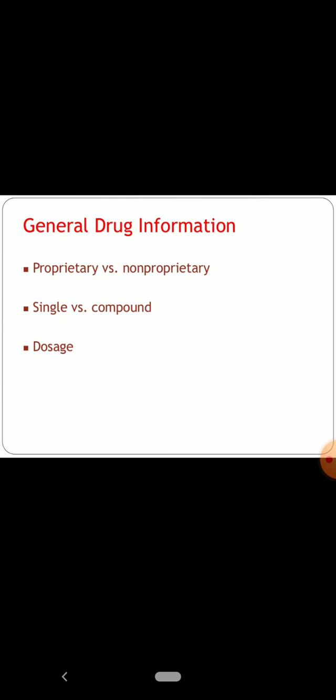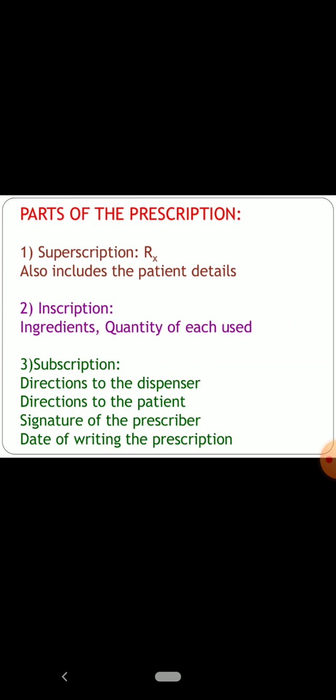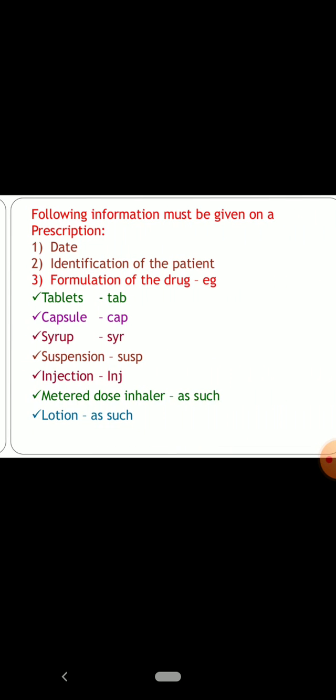If we see the general drug information, it is proprietary versus non-proprietary drugs, single versus compound drug, or the different doses of the drug. The parts of the prescription contain the superscription, which is Rx, also including the patient details. Inscription includes the ingredients and the quantity of each used. Subscription is the direction to the dispenser, then directions to the patient, signature of the prescriber, and date of writing the prescription. So these are the parts of the prescription.